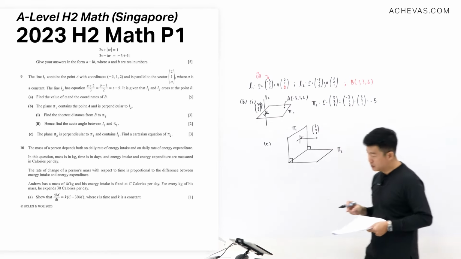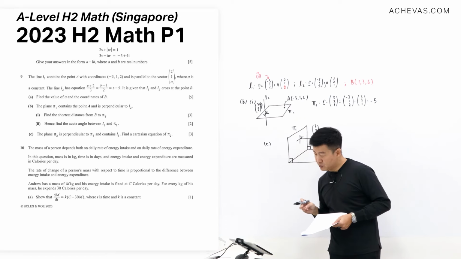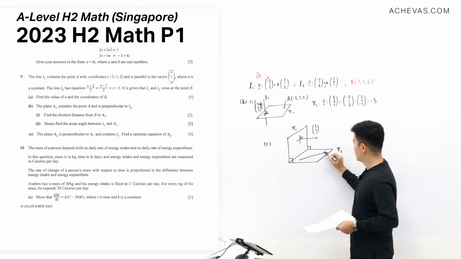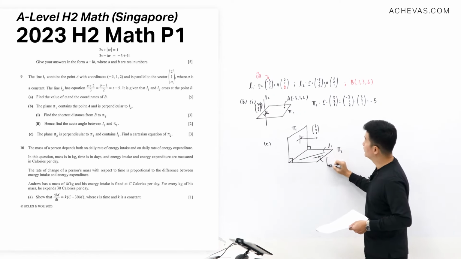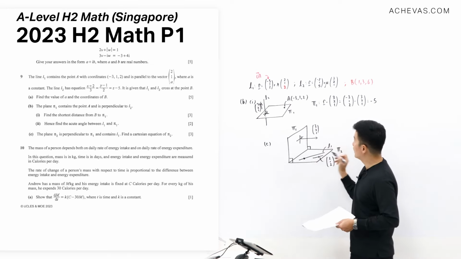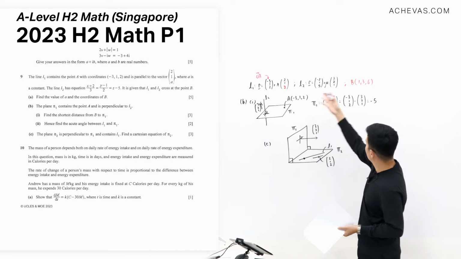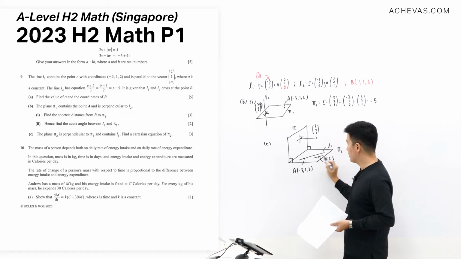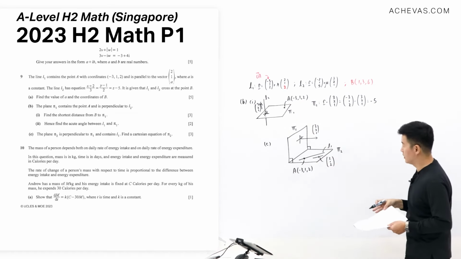And the question says also that this plane pi 2 contains L1. So let's say this is our L1, which means that the vector that is going to be parallel to L1, which is (2, 1, 2), will also be parallel to pi 2. And the points that are on L1, we have 2 points, one is point A, one is point B. Let me just use point A. So it will be (-3, 1, 2), which is a point that is on L1, and will also be a point that is on pi 2.